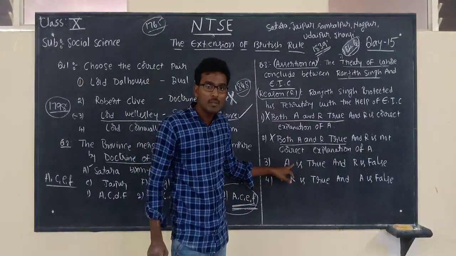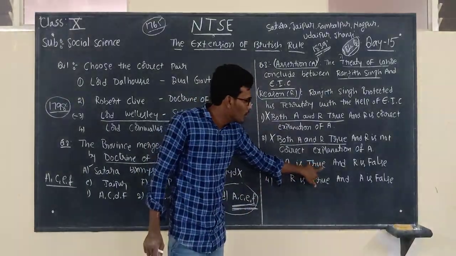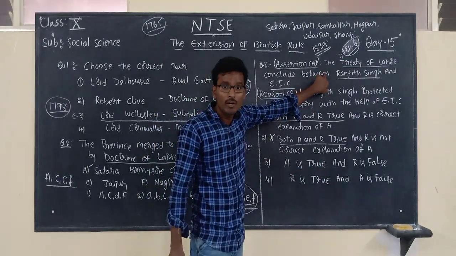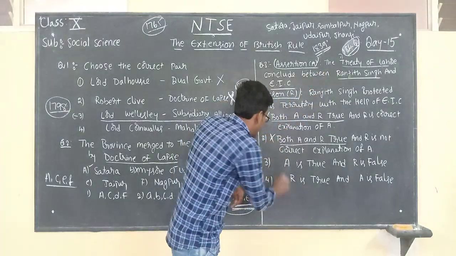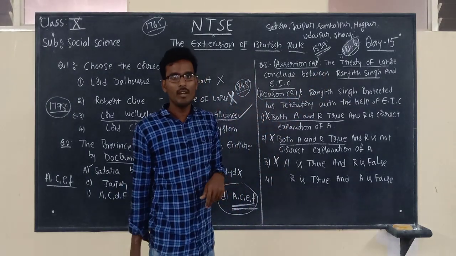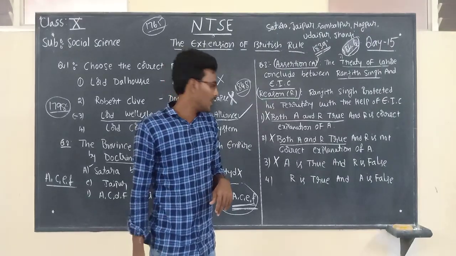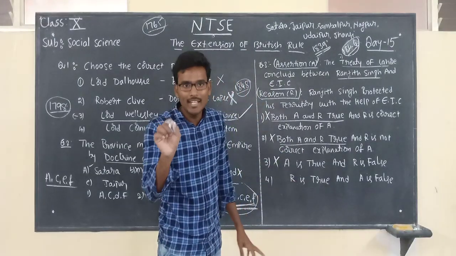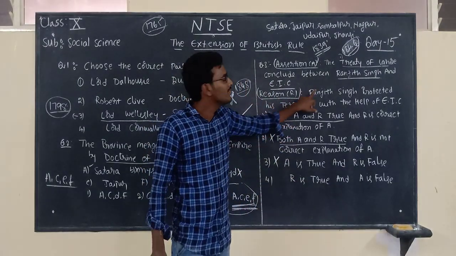Next, option number 3. A is true, R is false. Is A true here? No, A is false. So this option is also wrong. And what is the remaining option here, children? R is true, A is false. Exactly. Here, the reason is right.